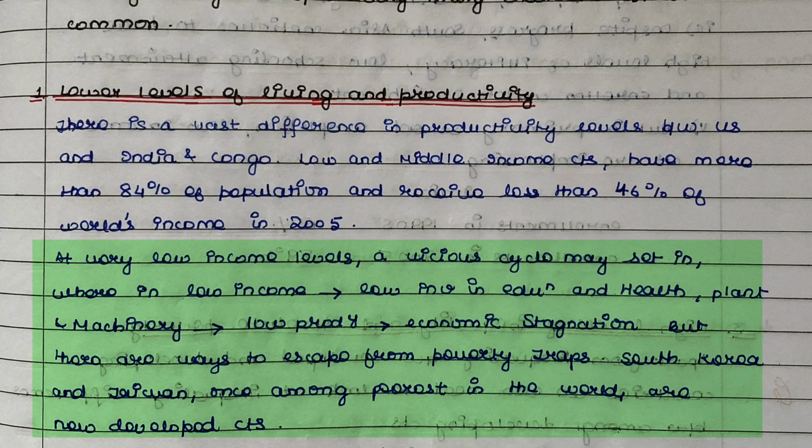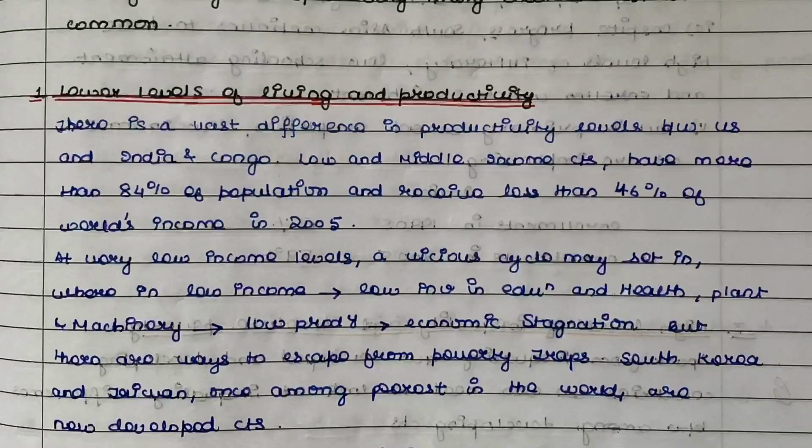And there is something which is called the vicious circle of poverty. If any country is at very low income levels, then the problem is that they do not have enough investments. They do not have enough funds for investment in education and health. If they do not have enough funds for investing in education and health, it would mean that human capital is going to be very poor. It would also mean that there is going to be low productivity in the economy. If there is low economic productivity, there would be stagnation in the economy. If there is stagnation in the economy, then again incomes are going to be low.